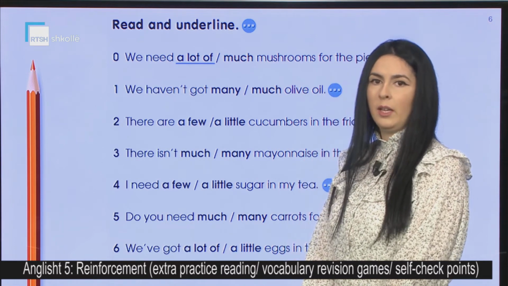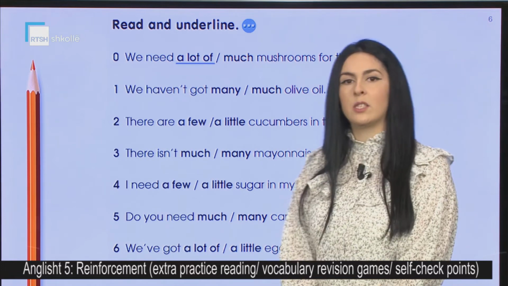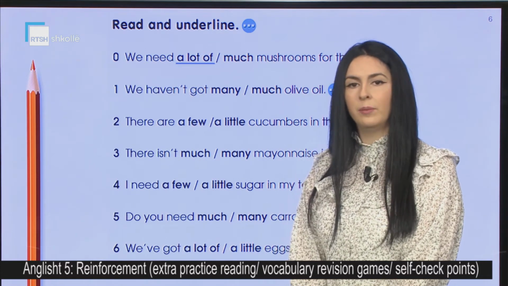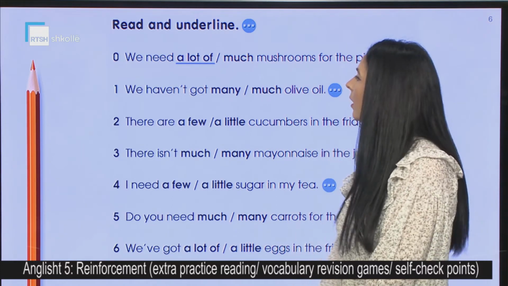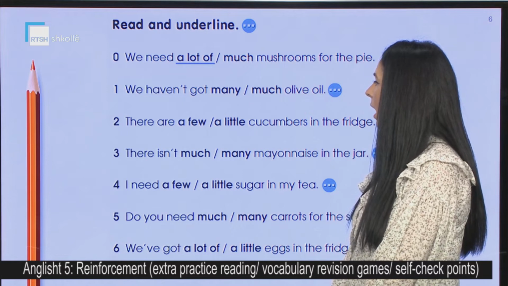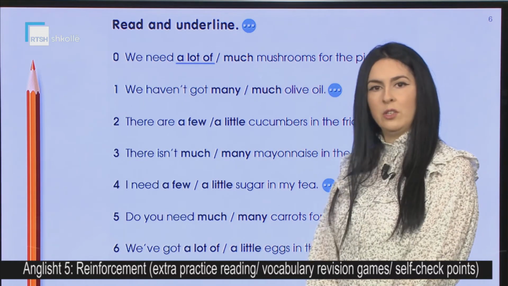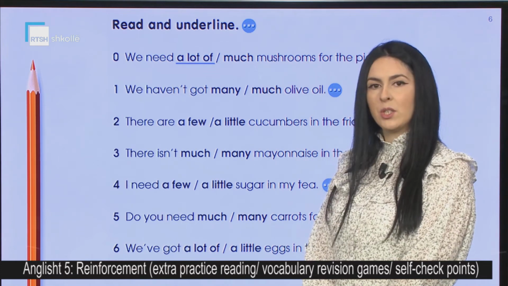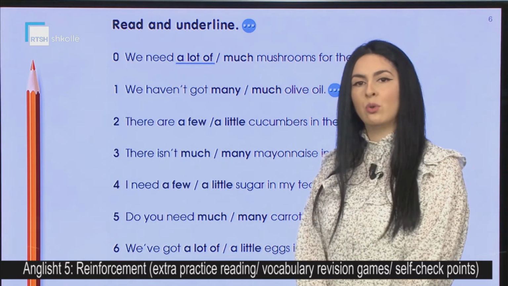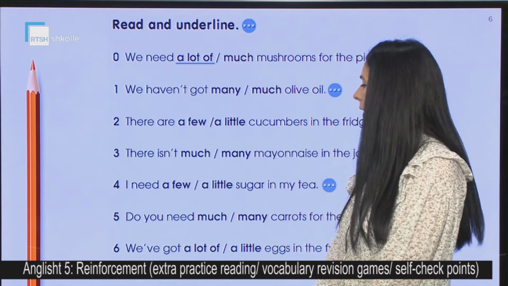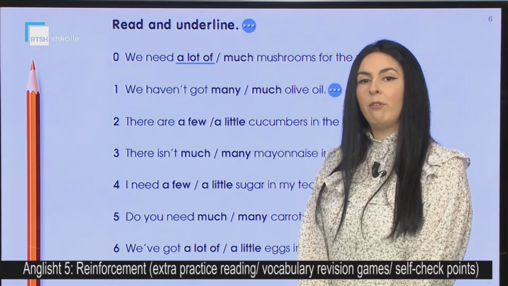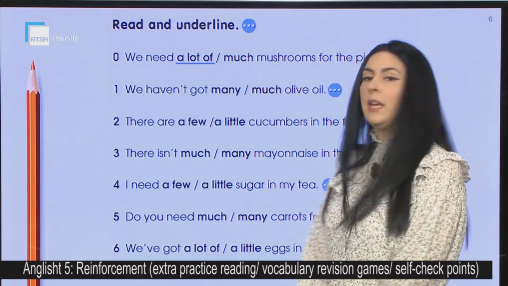In this case, the first one is already given the answer, so a lot of is correct. I want you to think shortly about the correct answer, then we are going to revise them again together, like we did with the previous exercise. We haven't got much olive oil, is the first sentence. There are a few, a little cucumbers in the fridge. There isn't much or many mayonnaise in the jar. I need a few, a little sugar in my tea. Do you need many carrots for the soup? We've got a lot of, a little eggs in the fridge.